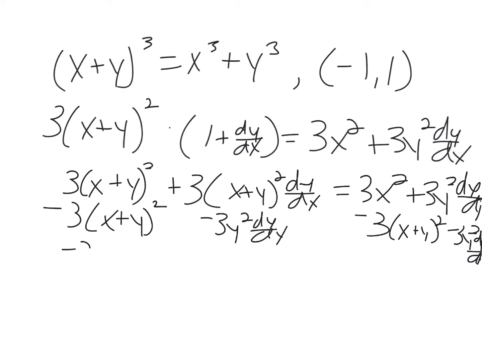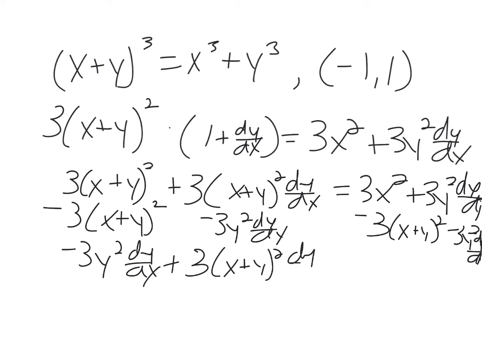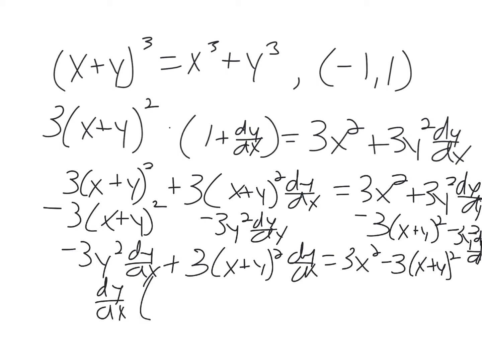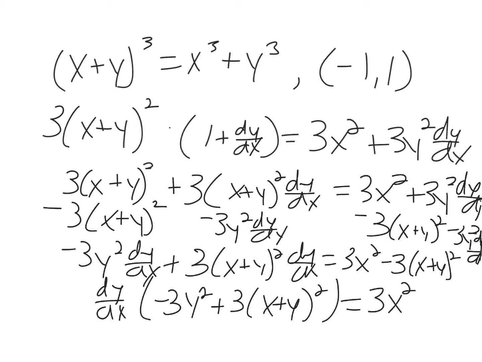So that's going to get us negative 3y squared dy/dx plus 3(x)y squared dy/dx equals 3x squared minus 3(x plus y) squared. So I factor dy/dx out of both terms. And I'm out of space, so I'll verbalize some things then.